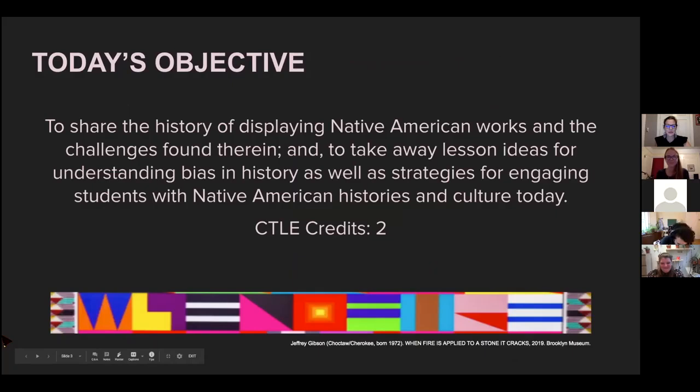The objectives of our session are to share the history of displaying Native American works and the challenges found therein, and to take away lesson ideas for understanding bias in history, as well as strategies for engaging students with Native American histories and cultures today. Participants who successfully complete the session will be able to submit their information for 2 CTLE credits upon completing the evaluation survey at the end of today's session.